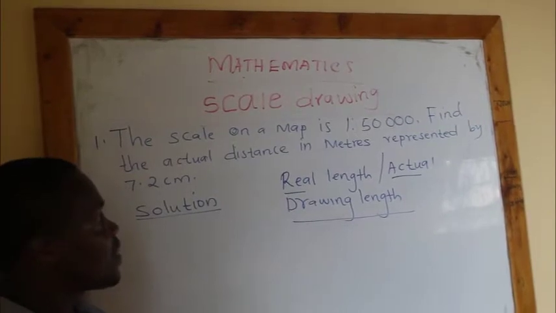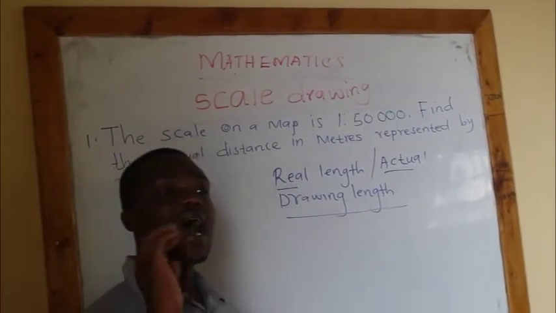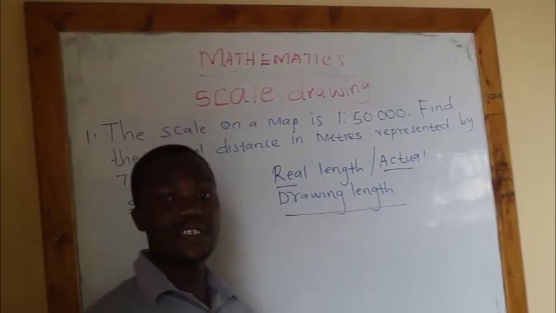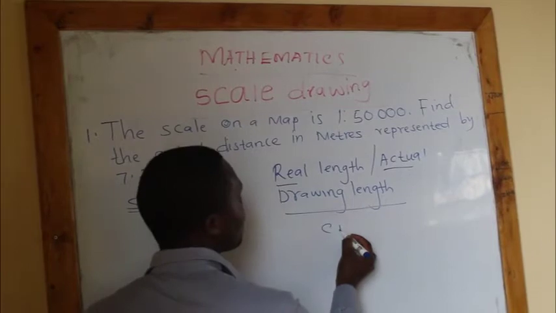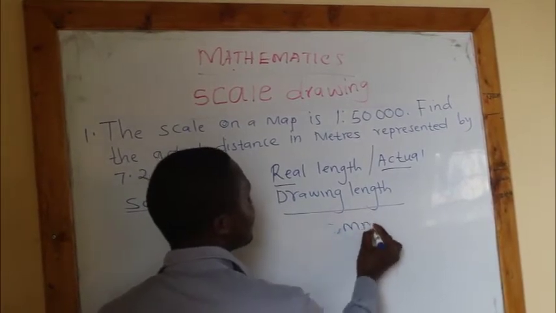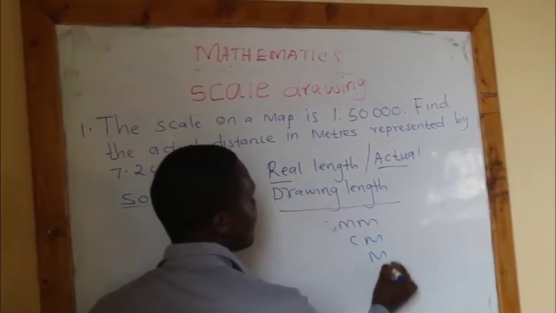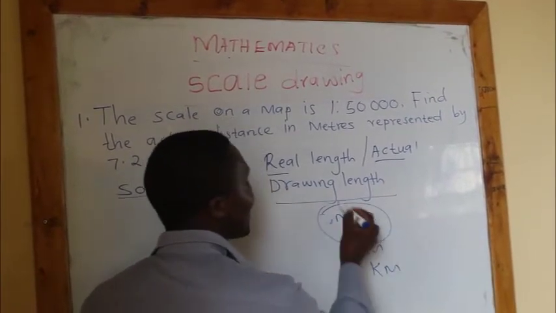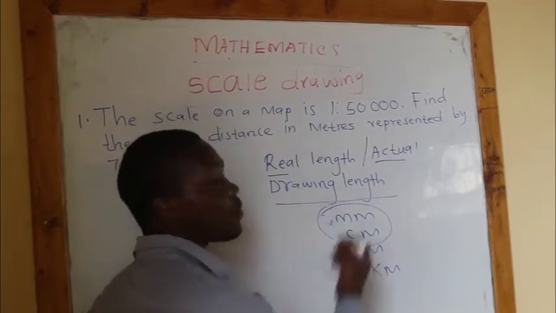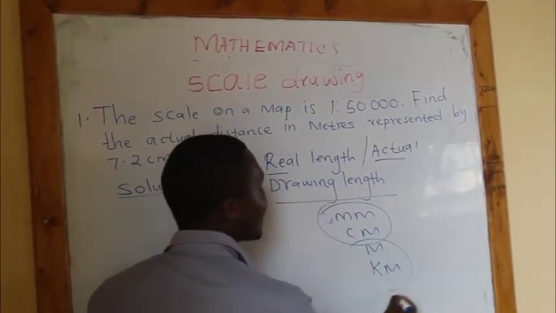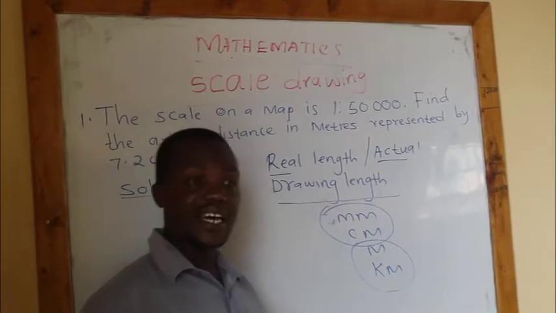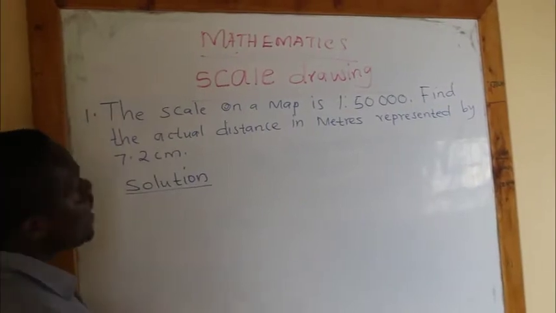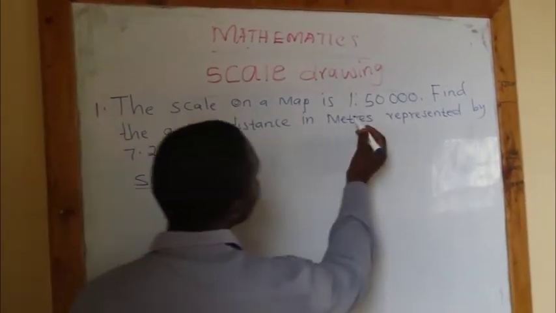When you want to represent a place on a piece of paper, you have to use lower or smaller units. I know learners, you are aware of millimeters, centimeters, meters, and kilometers. Millimeters and centimeters are quite small lengths, which can be drawn on a piece of paper. But a meter and a kilometer can be quite big and cannot be drawn on a piece of paper like this.